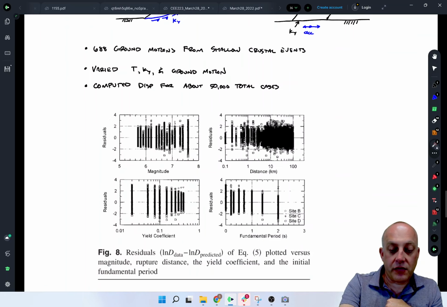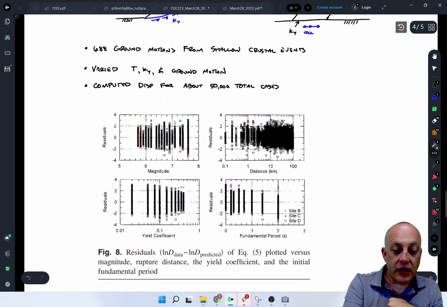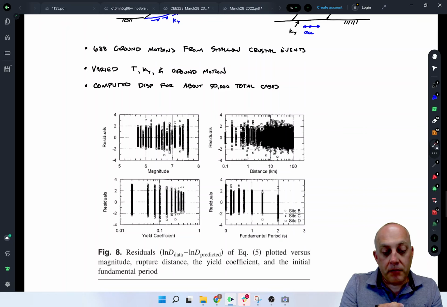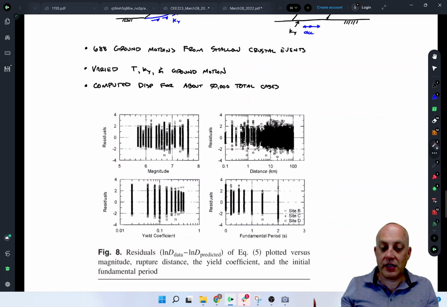And these are plots of some of the residuals. So this would be like the displacement. First they computed displacements from the nonlinear stick-slip analysis, and then they did regressions and came up with equations that simplify that so that users don't have to come along and rerun their stick-slip model. They can use these simplified equations instead.